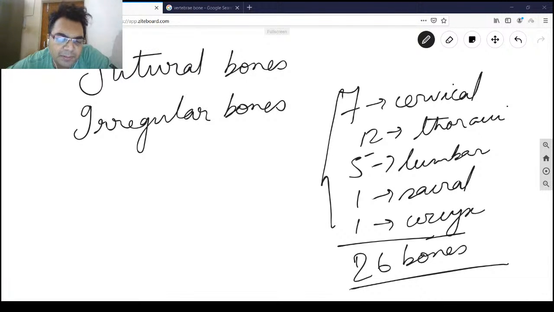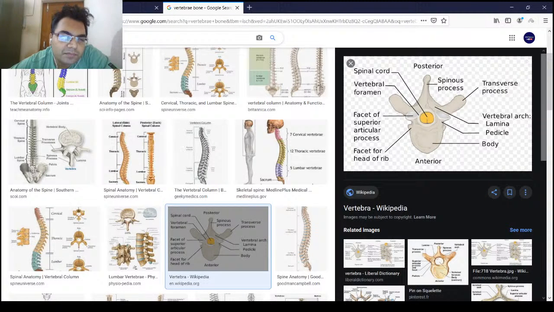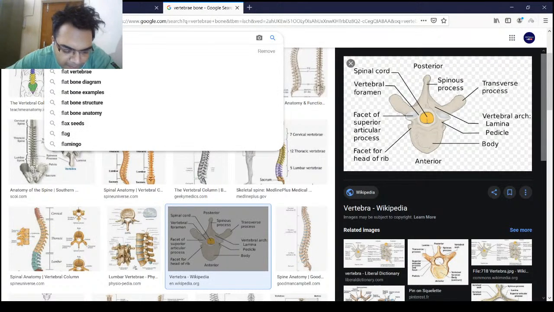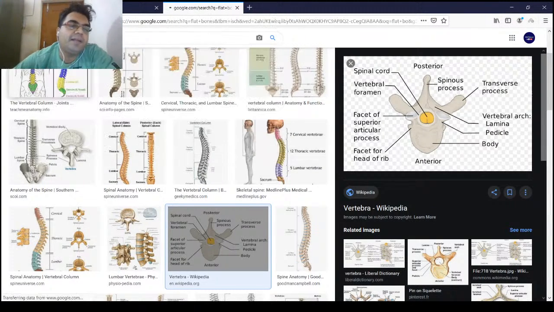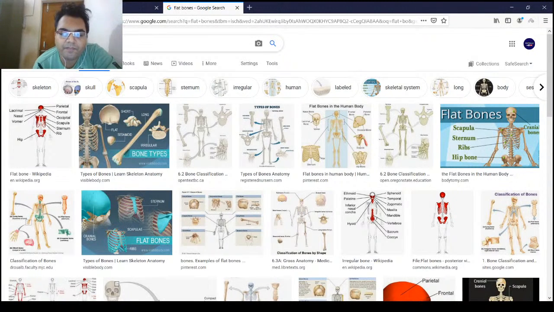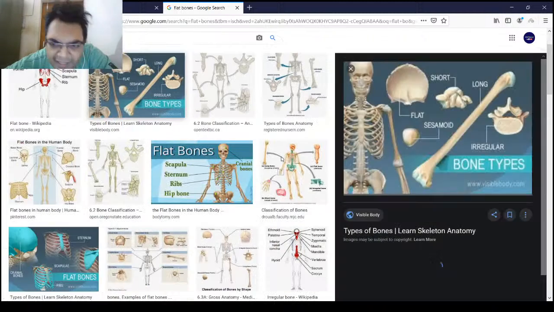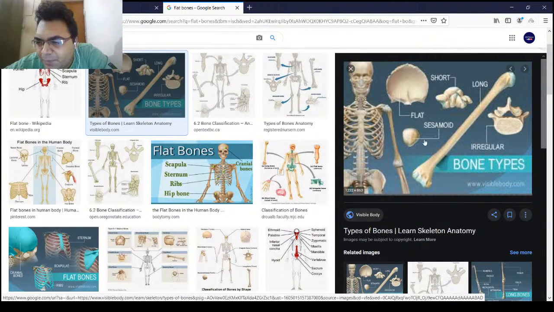Then you have short bones. So short bones are box-like in appearance. You have the carpal bones of the wrists. You have the tarsal bones of the ankles. They are known as the short bones. Then we have flat bones. If I show you flat bones, here you have flat bones also. Flat bone, sesamoid bone, long bone, short bone. These are the tarsal, metatarsal.